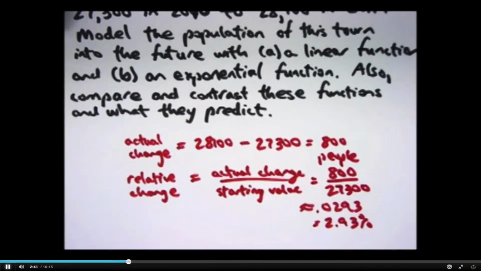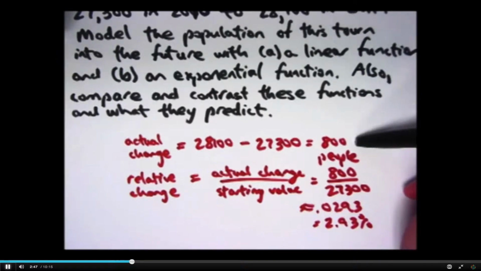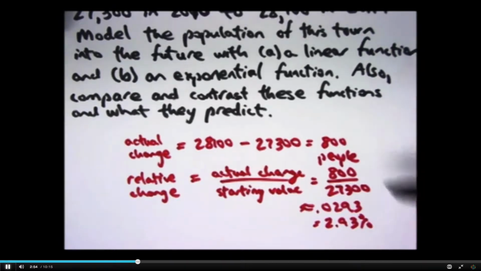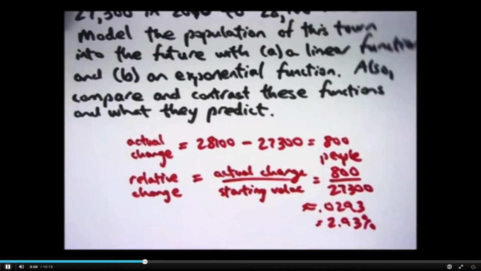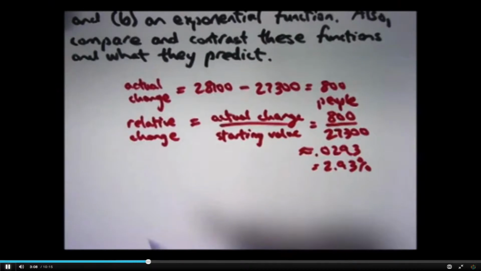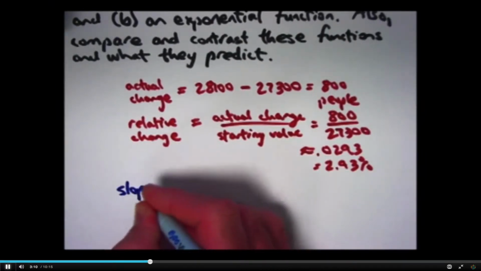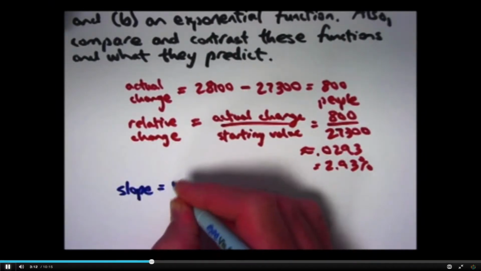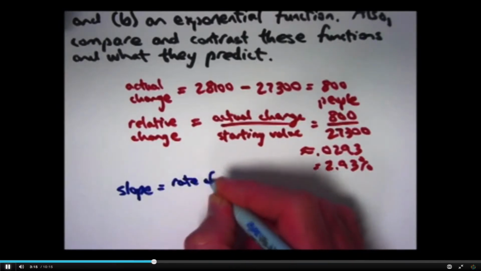All right, what a linear function does to model this growth is it takes the actual change and uses that, in a sense, as a basis for the formula for your function, whereas an exponential function takes the relative change, in a sense, as a basis for the formula for your function. What do I mean by those things? Well, hopefully you recall that a linear function has a slope, which can also be thought of as what's called a rate of change.